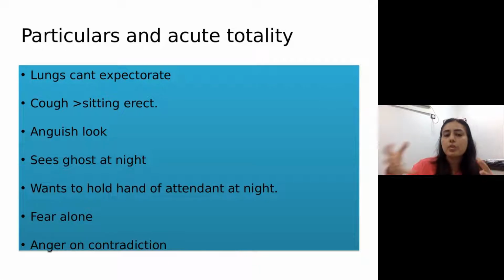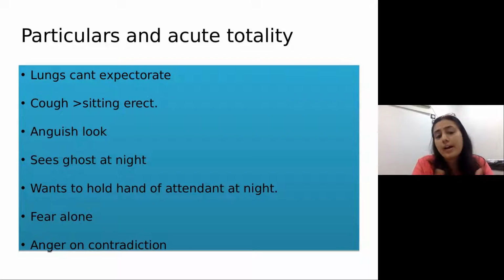So what we observed was his lungs were weak. He needed suction, he was on medication, and he couldn't expectorate. His lungs had become very weak. On asking his wife and the attendant, they said he was coughing, but whenever he was sitting erect, his cough was a little bit okay. This was a very important modality to be taken, and the only modality I got for the cough.